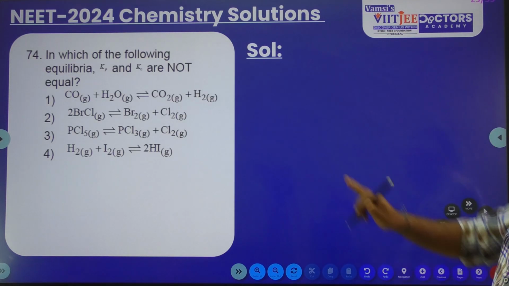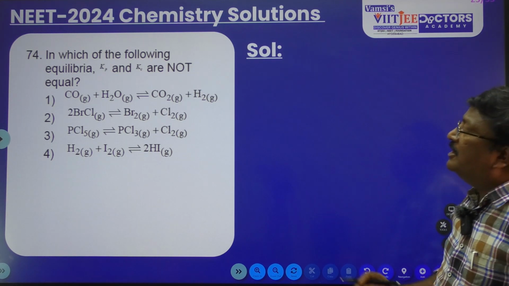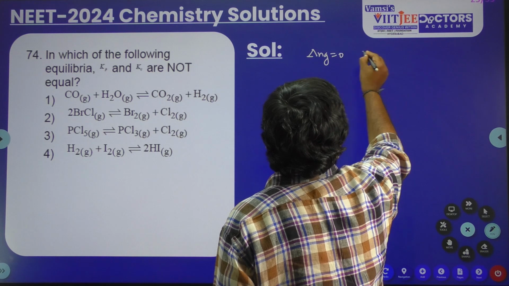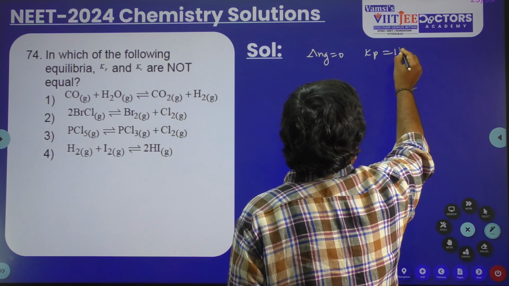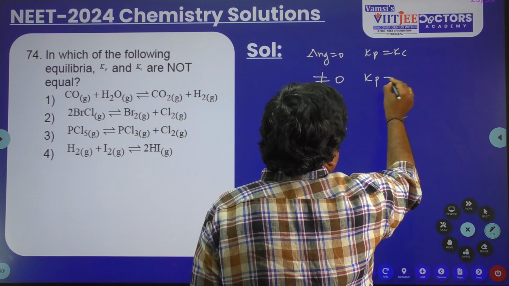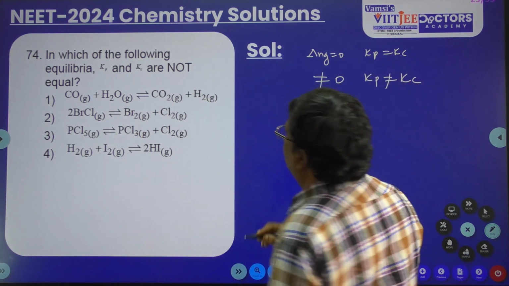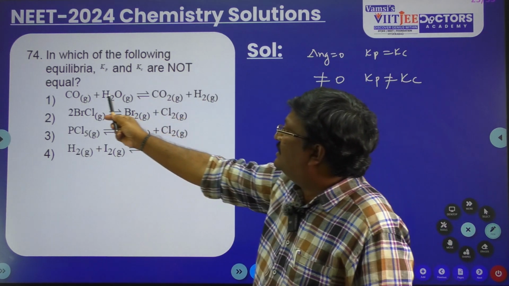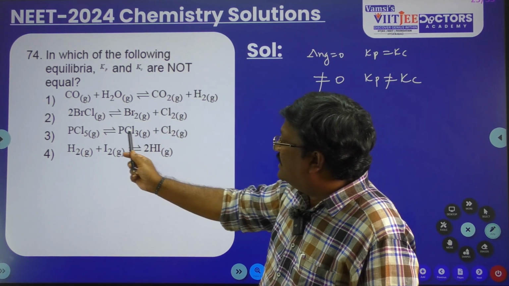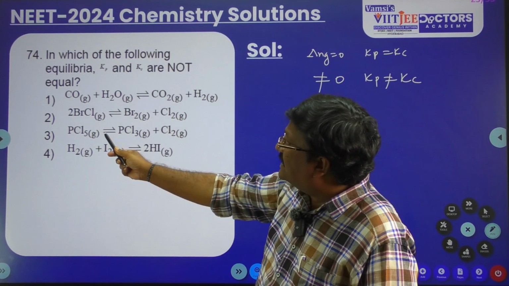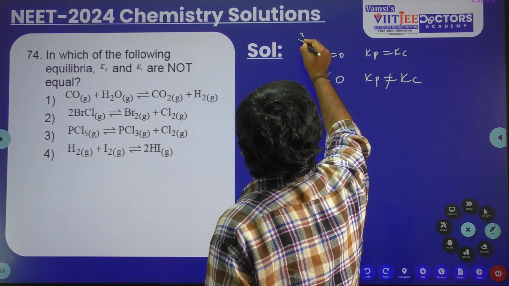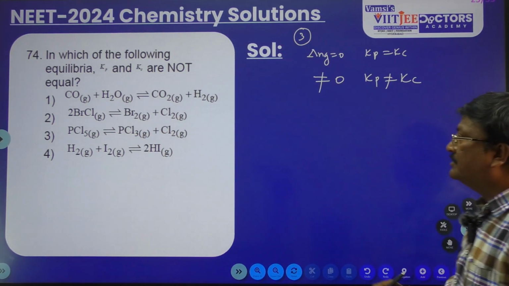And later, coming to the Kp, Kc. If delta Ng equals 0, Kp equals Kc. If not equal to 0, Kp is not equal to Kc. Here delta Ng is 0, here also delta Ng is 0, here delta Ng is positive. Therefore, in this case, Kp is not equal to Kc. Therefore, the answer is the third option.